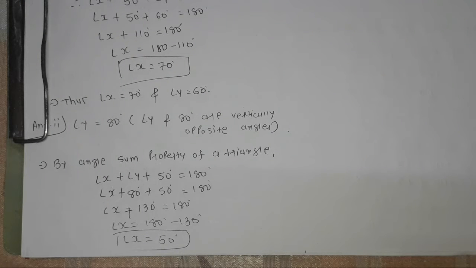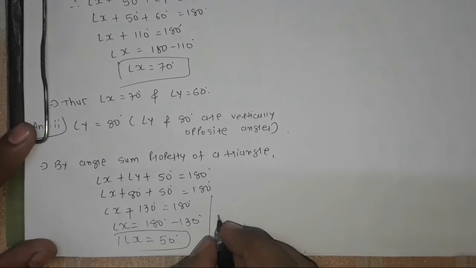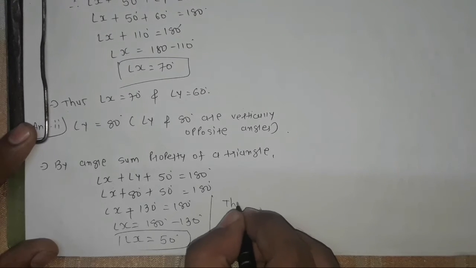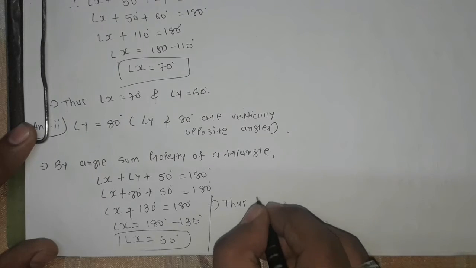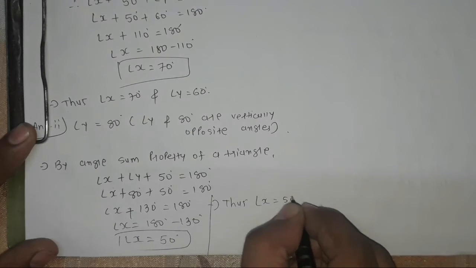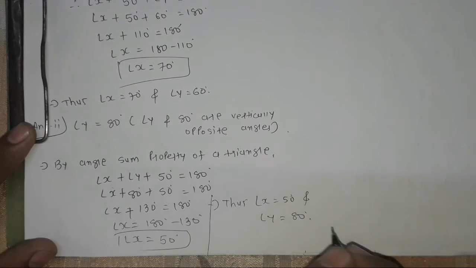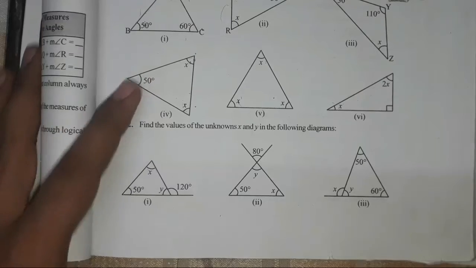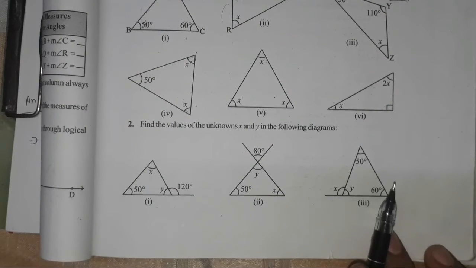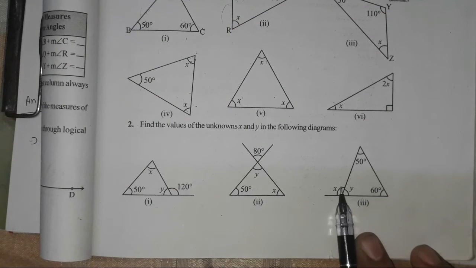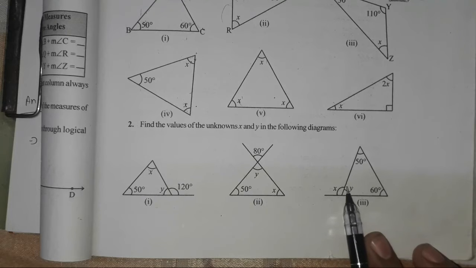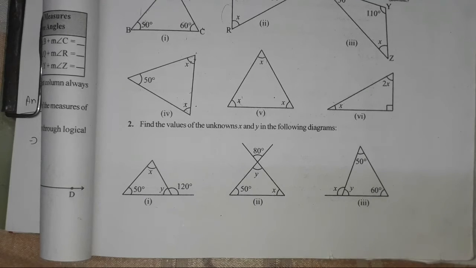Now moving to the next one, and before that, at last, here you may write thus angle x is equal to 50 degree and angle y is equal to 80 degree. Now moving to the next one, here in this third figure we have to find value of this exterior angle x and interior angle y. Interior angle means what? Angles which are inside the triangle, and exterior angle means angles which are outside the triangle.